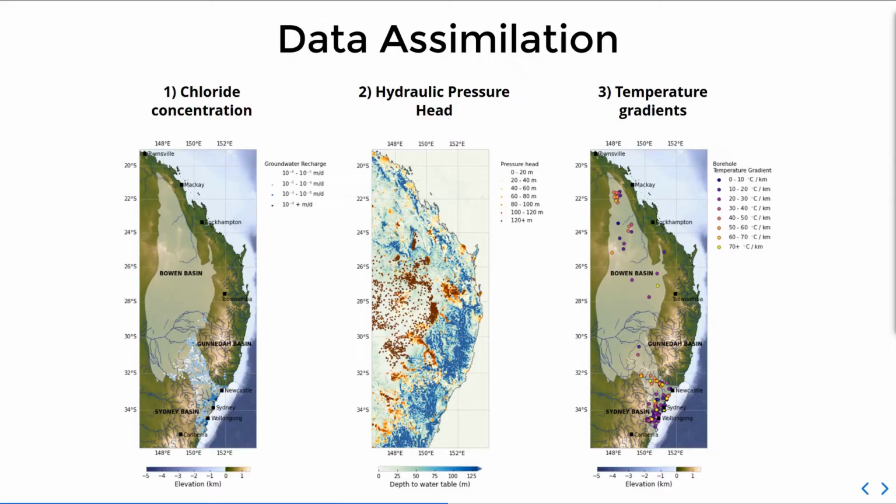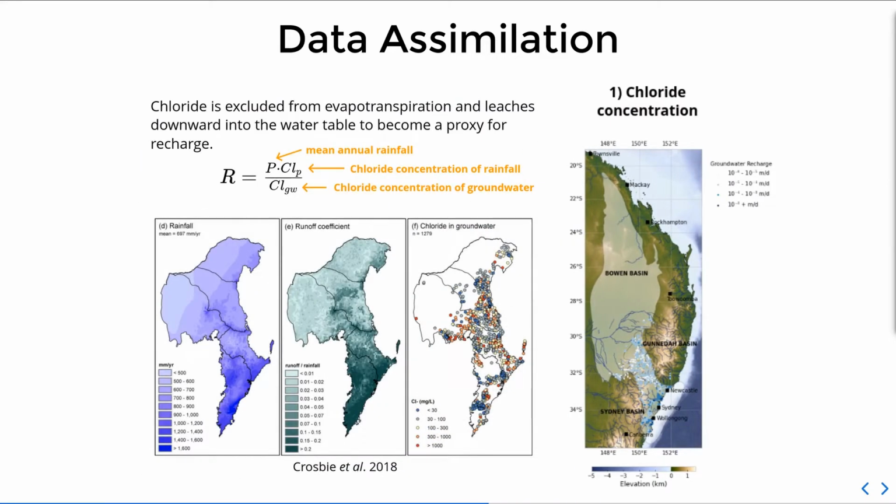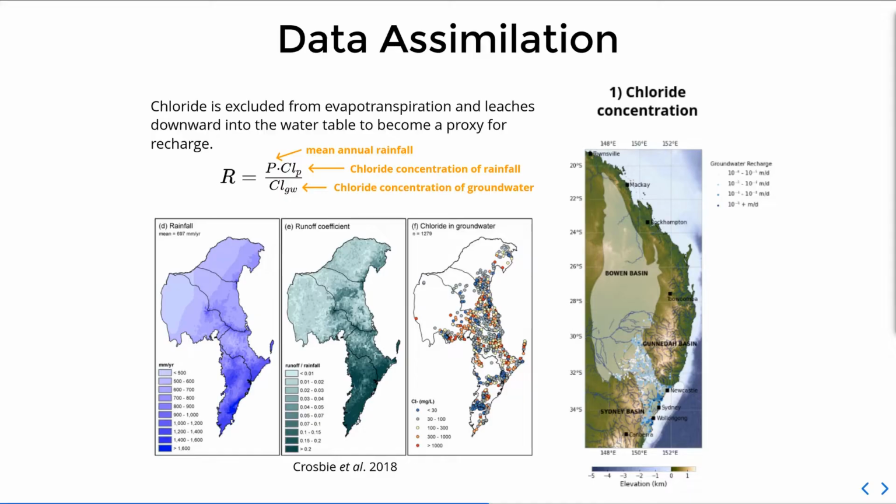To constrain our model, we assimilate multiple data types within a Bayesian framework, including chloride concentration, hydraulic pressure head, and temperature gradients. The chloride concentration is often used as a proxy for groundwater recharge. Because chloride is excluded from evapotranspiration, it leaches downwards into the water table. We get these chloride point measurements from Crosby et al. in 2018, which focused mainly on the Sydney Basin.